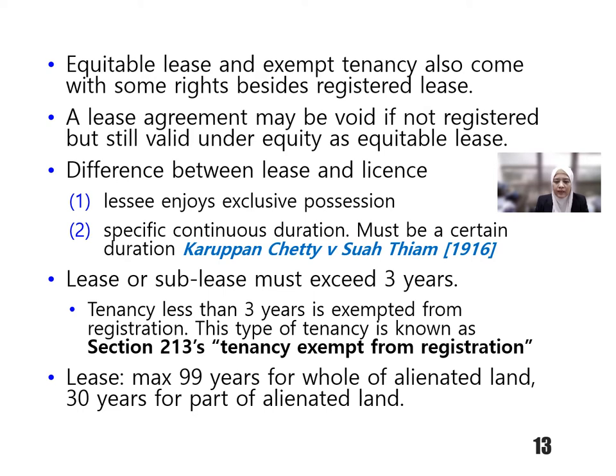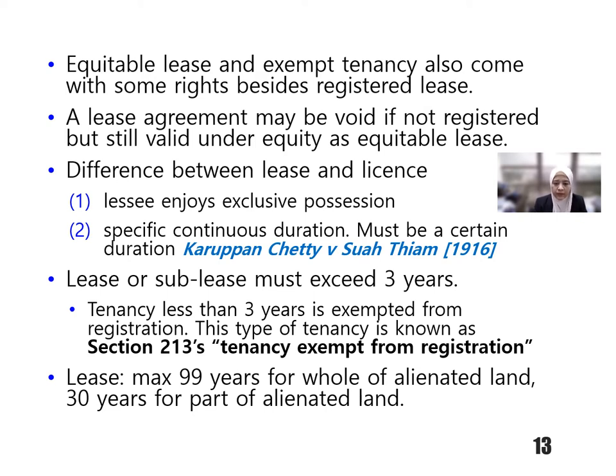Now, the difference between lease and license: a lessee enjoys exclusive possession. On one land you may create more than one license, so you do not have exclusive possession. You may have one license to do one thing on the land and another license to do another thing on the same land. But a lessee is different. You enjoy exclusive possession. You can exclude others from coming onto your land and doing activities on your land. Anyone who comes into your land without your permission as the lessee, you can sue them for trespass.